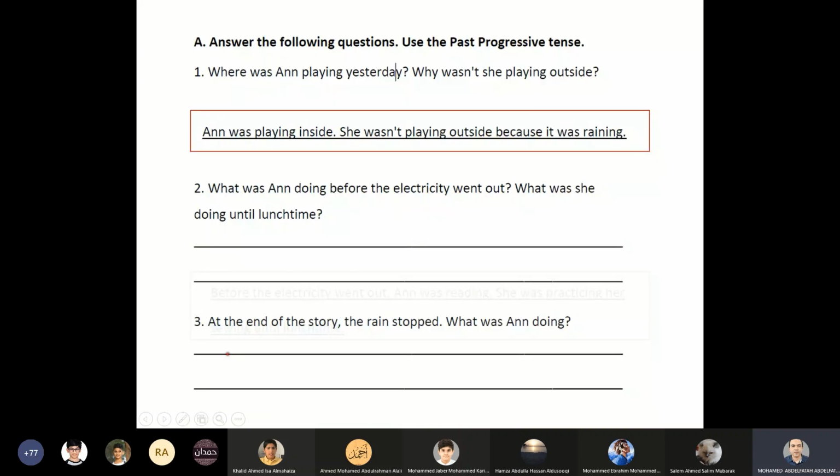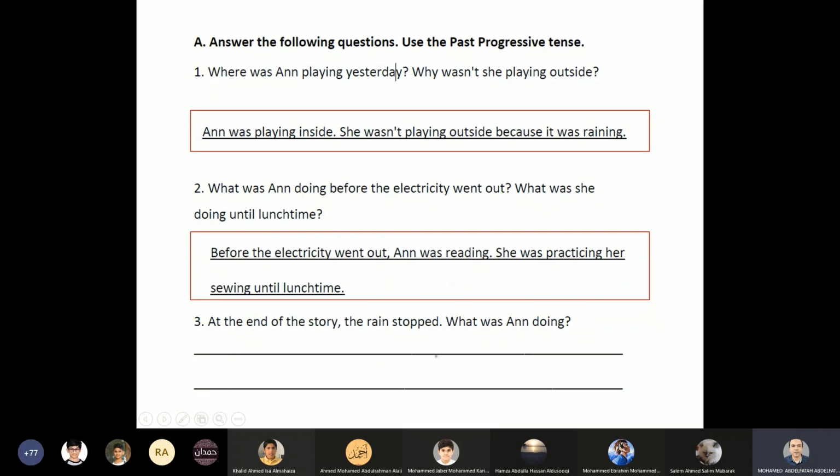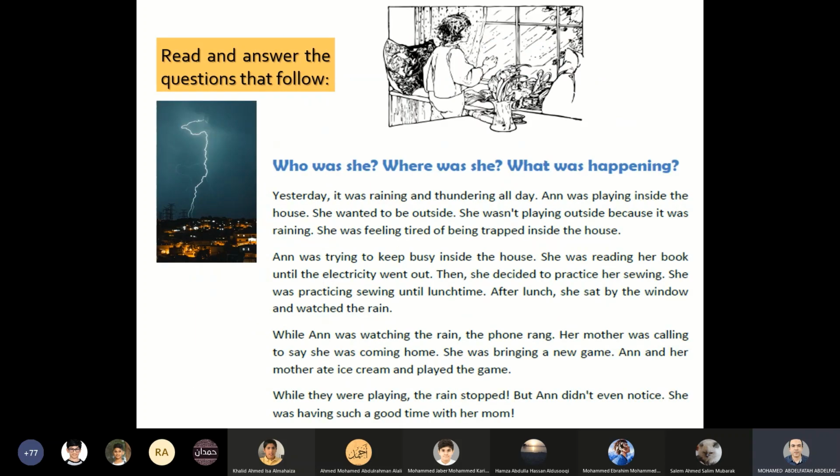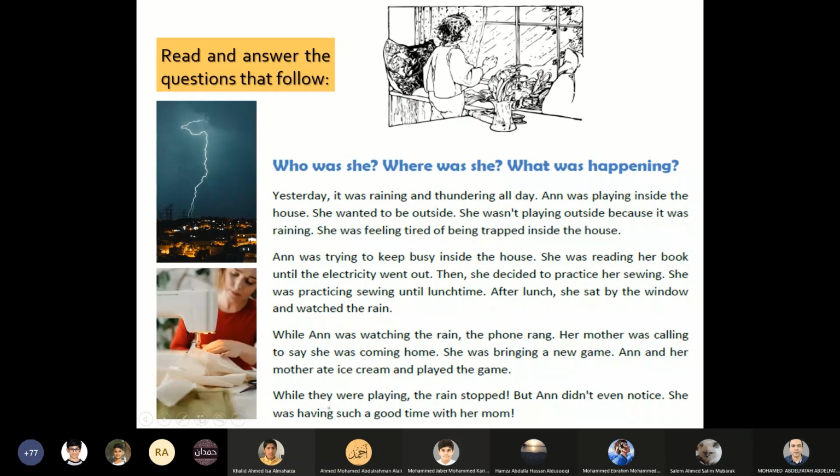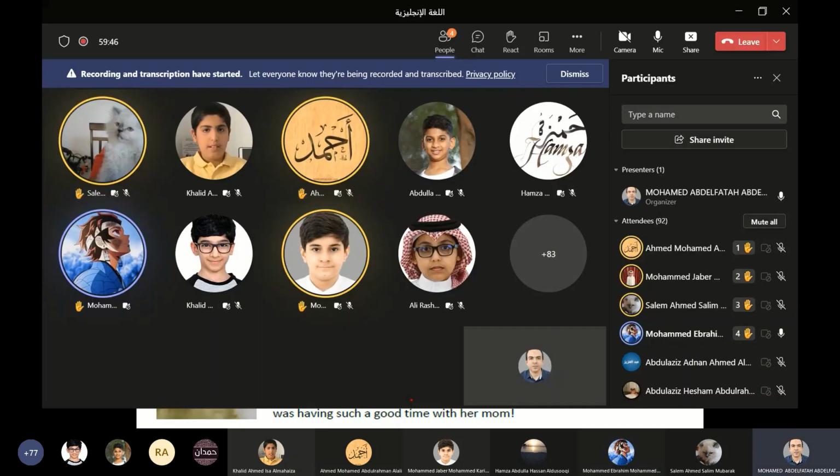The question is, at the end of the story, the rain stopped. What was Anne doing? She had a good time with her mother. She was having a nice time with her mom. Okay, accepted answer. What else? Look here. They were what? They were playing. Yeah, they were playing.